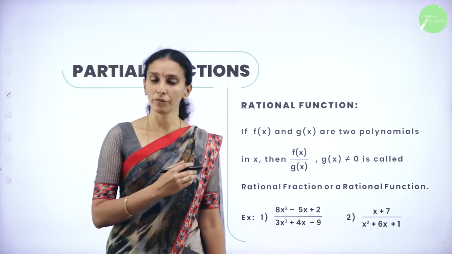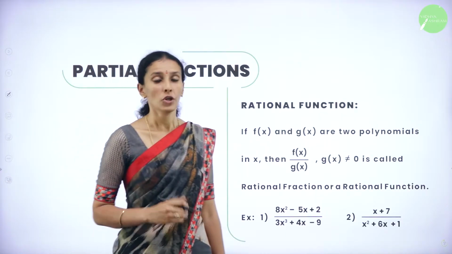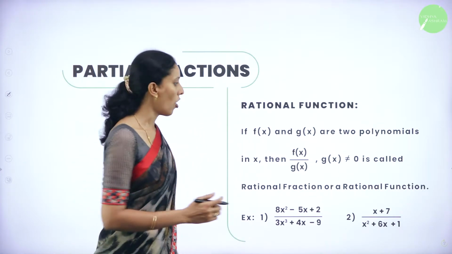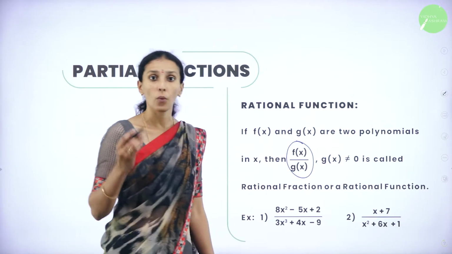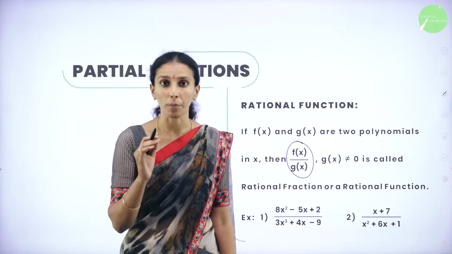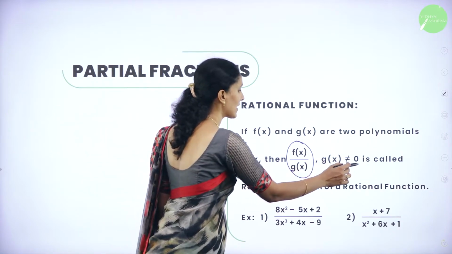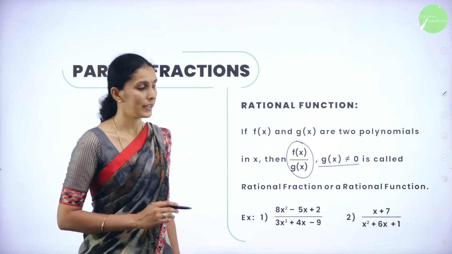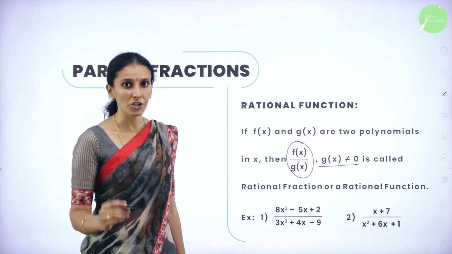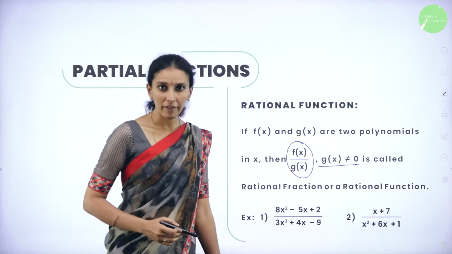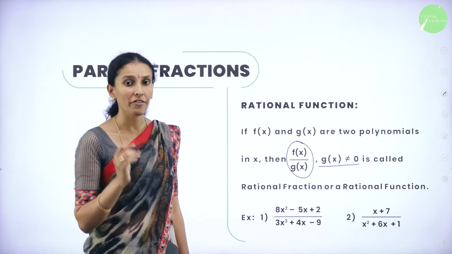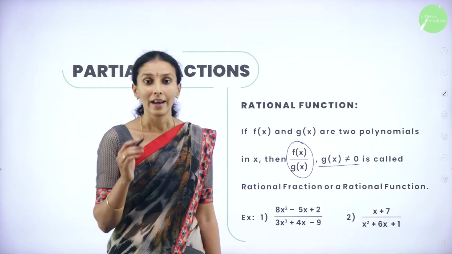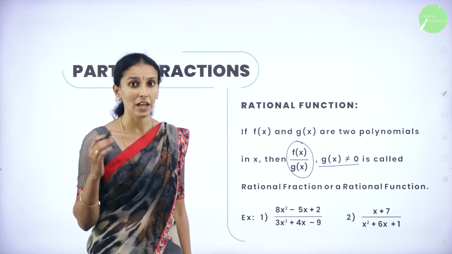Next, we come across one more function, that is the rational function. So what do we mean by a rational function? A rational function is of the form f of x by g of x, where both f of x and g of x are polynomials and g of x cannot be equal to 0. It is not equal to 0 because it is in the denominator. Therefore, any function of the form f of x by g of x, where f of x and g of x are polynomials and g of x is not equal to 0, is called a rational function or rational fraction.